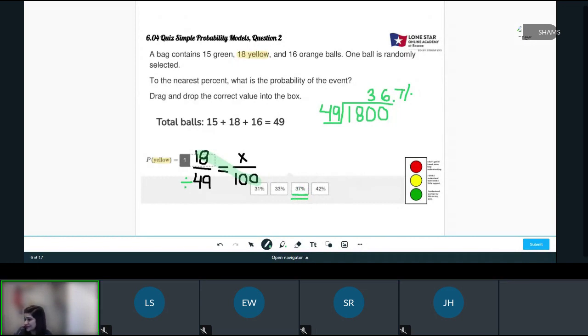Yeah, 36.7. The 7 is 5 or higher. When it's 5 or higher, you bump it up. You make it 37.